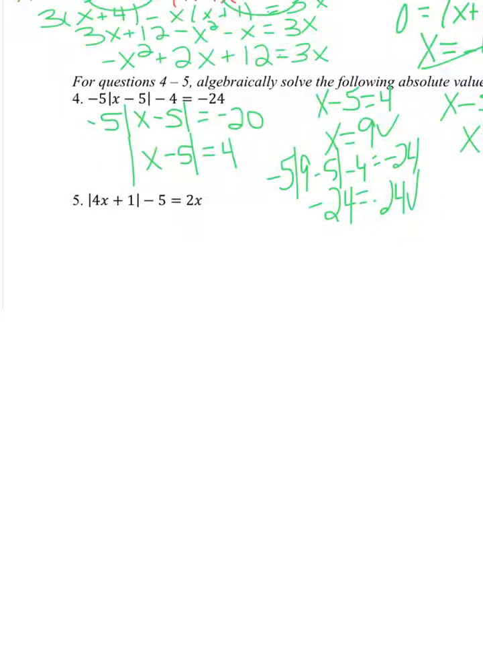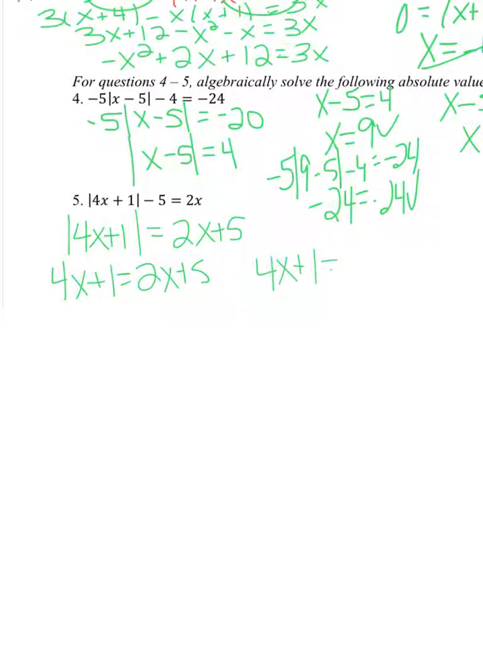For number 5, a little bit more difficult is number 5 because you have a binomial on the other side. So this is the absolute value of 4x plus 1 equals 2x plus 5. So my absolute value is isolated, so I have 4x plus 1 equals 2x plus 5, or 4x plus 1 equals negative 2x minus 5. You have to make sure you distribute any negatives. So this is really negative times 2x plus 5 we had done in class.